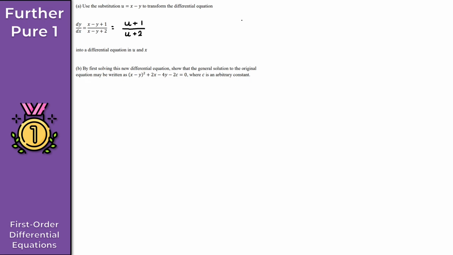What we also want to consider here then is the original substitution. So u is equal to x minus y here, okay? Now if we differentiate u here with respect to x, that would give us a differential equation in u and x here, okay? Once we substitute for dy by dx, of course. So du by dx here, nice and straightforward then. This would give us 1 minus dy by dx. And now by substituting this expression here for dy by dx, we will obtain a differential equation in u and x, okay?